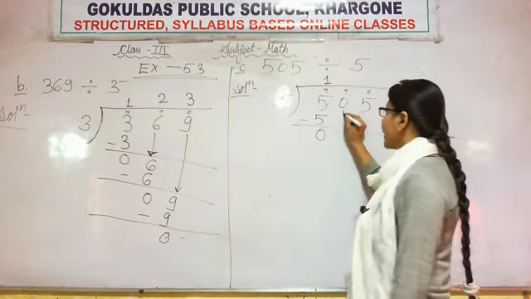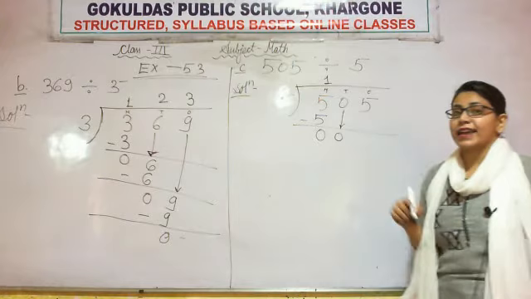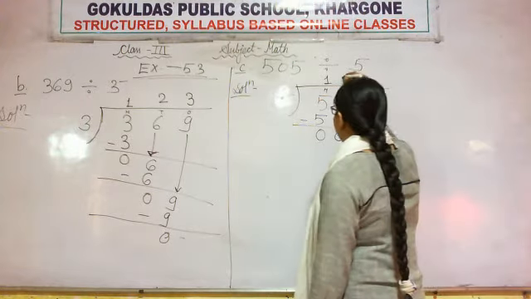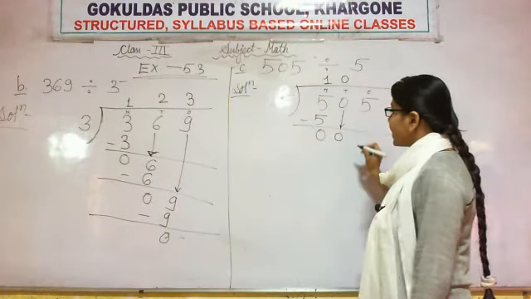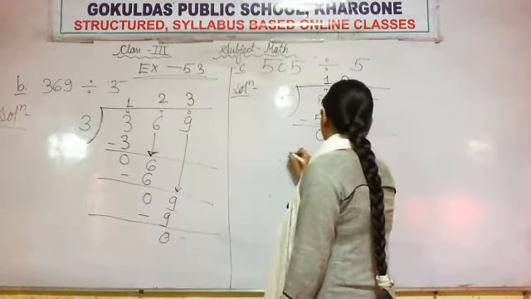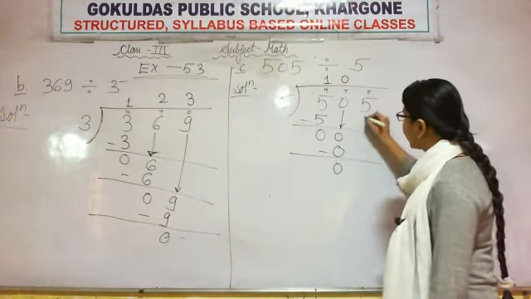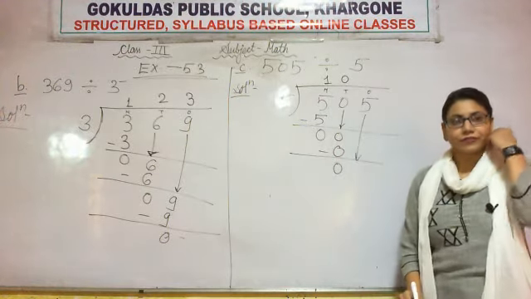Now we'll bring down the next number. Next number is 0. 0 divided by any number gives 0. So we will write 0 here. Now again 0 minus 0 is 0. 5 into 0 is 0. Now we'll bring down the next number, that is 5.